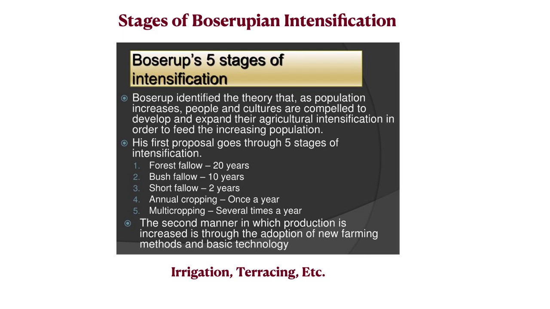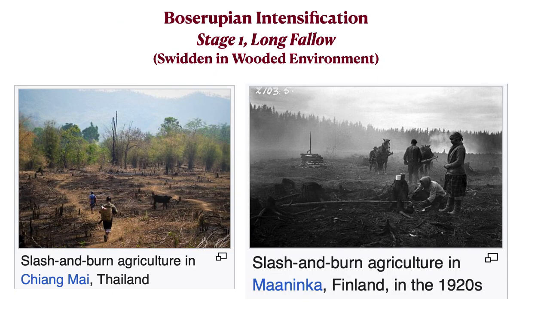And then maybe after 20 years or 40 years, whatever the population pressure is going to allow, you return to that initial spot. Forest would have regrown, fertility would have rebounded, and you can start over again. But as population grows, you have to decrease your fallow period. So to bush fallow 10 years, short fallow 2 years, then to annual cropping, then to multi-cropping, cropping several times a year if the climate will allow it. And so you get this propelled development of ever more intensive forms of agriculture.